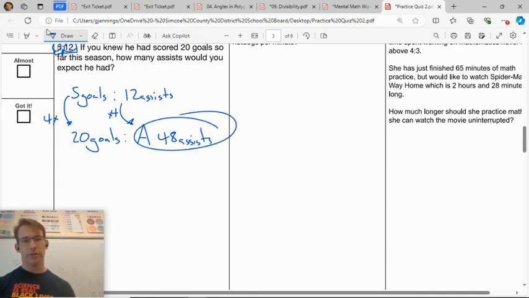Okay? And there's our answer. If I notice this scale factor, that's one way I can do it. Okay? And then, this part is important. Do this in all word problems.